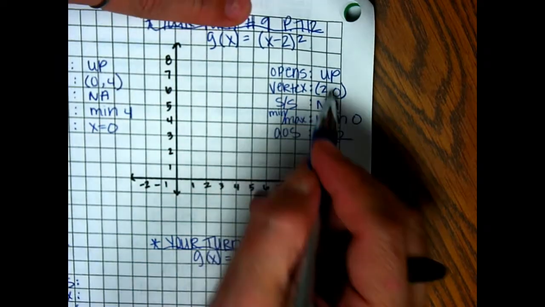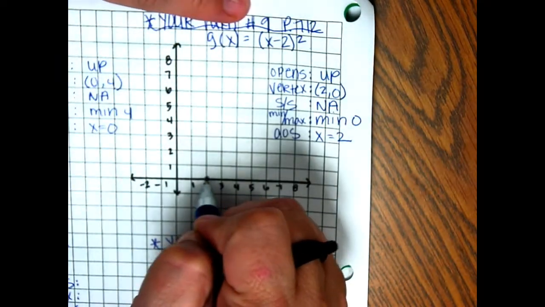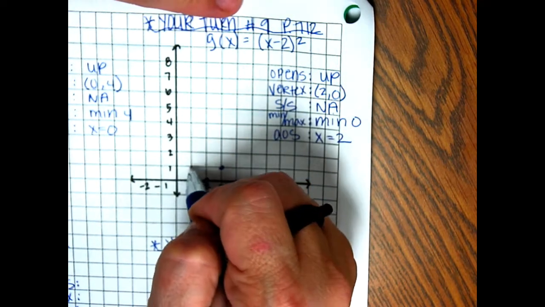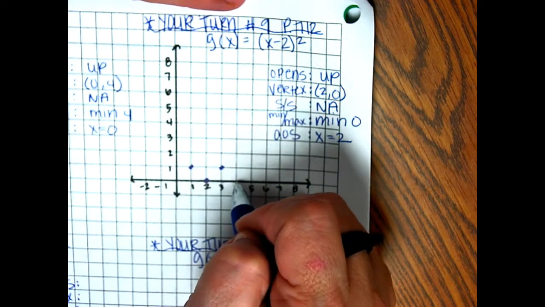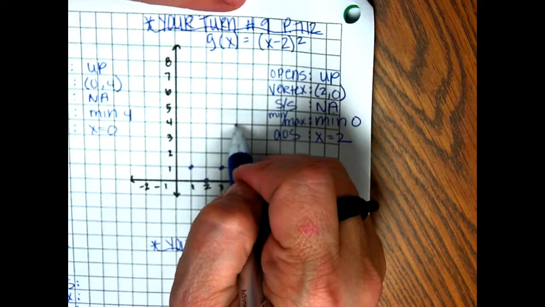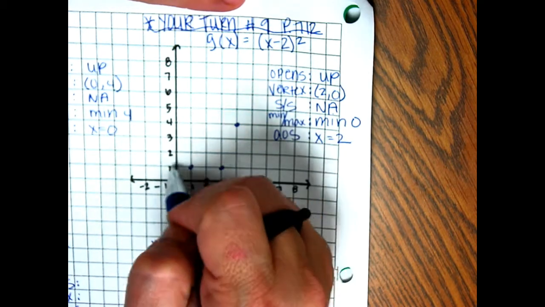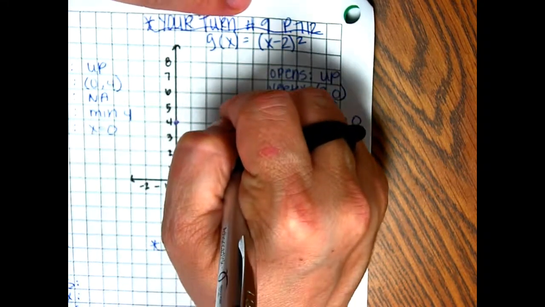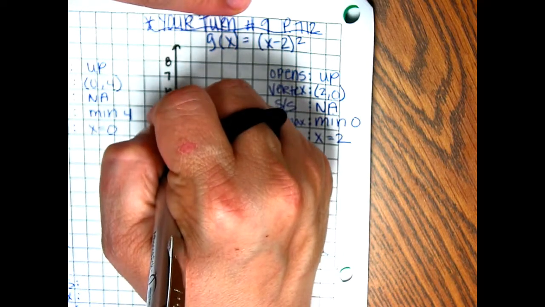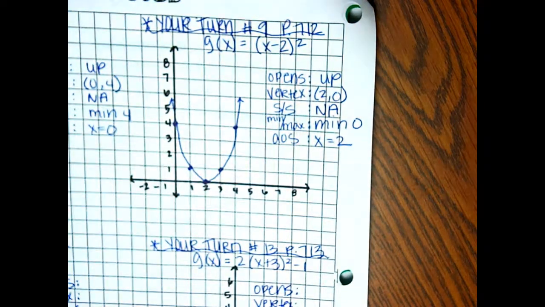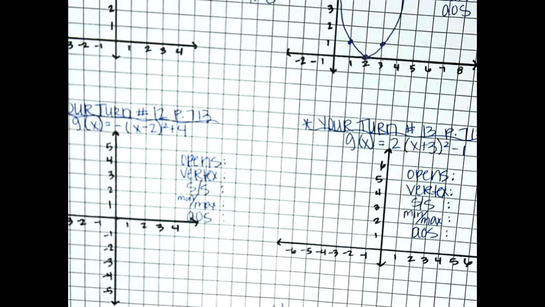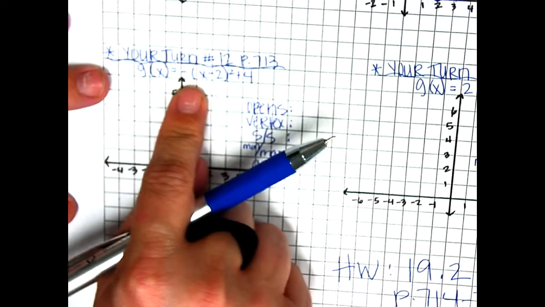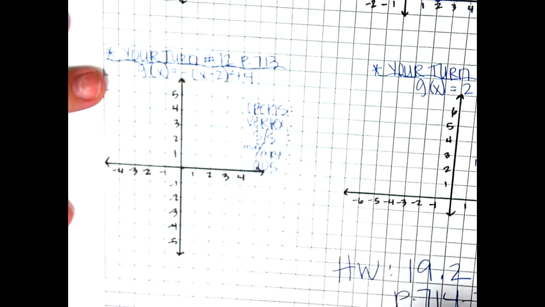Okay, so I'm going to graph my vertex at 2, 0. And there was no stretch or shrink, so out 1, up 1. Out 1, up 1. Out 2, up 4. Make sure that when you draw your parabolas, you're using curved lines. They are not straight.